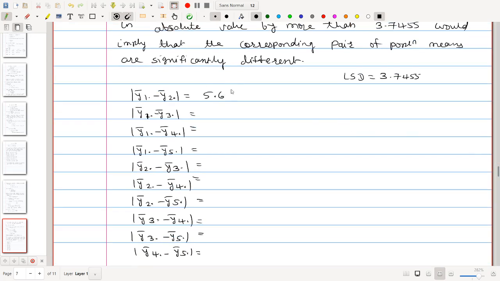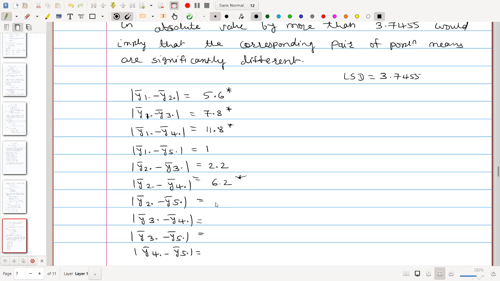Now is 5.6 greater than this one? Yes, so give a star here. A star indicates the corresponding pair of means are significantly different. The next one is 7.8, also greater. The next is 11.8, also greater. This difference is 1, which is less, so I did not give a star. This one is 2.2, also less. Here it is 6.2 for 2 versus 4, which is greater, so I gave a star.